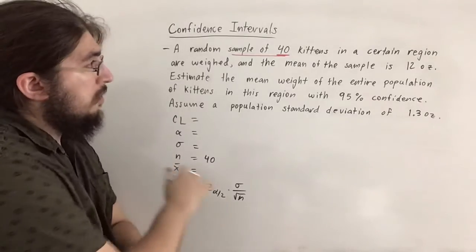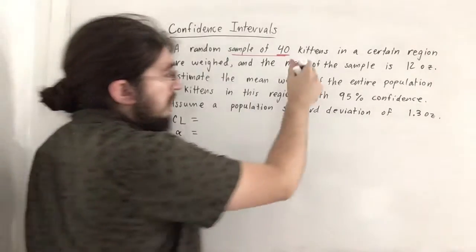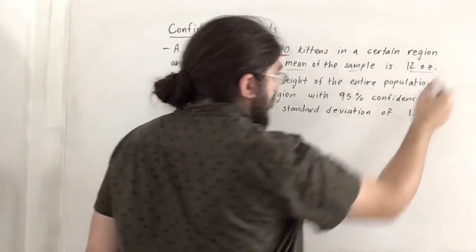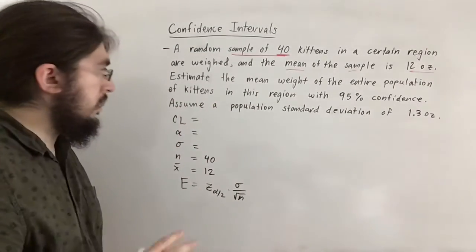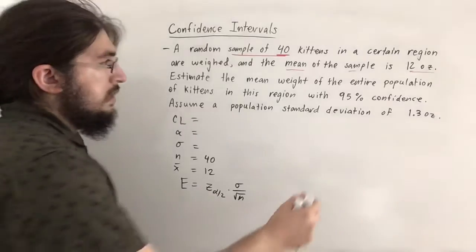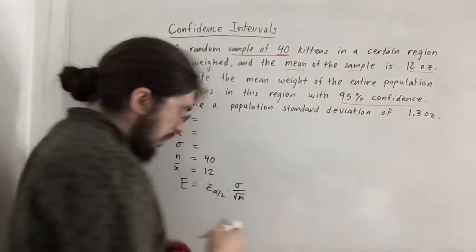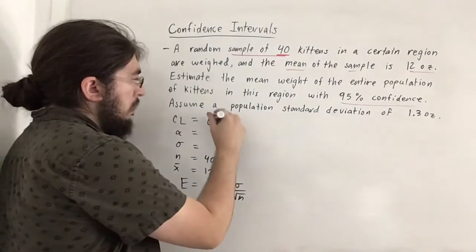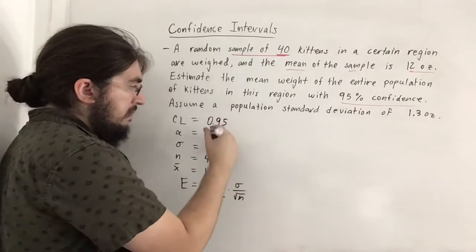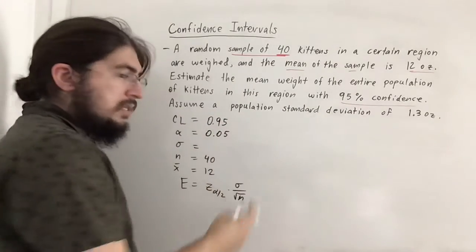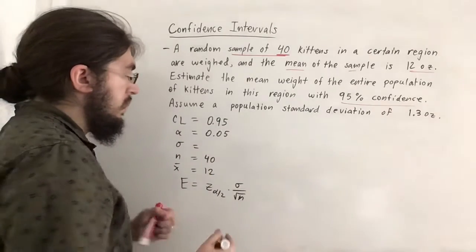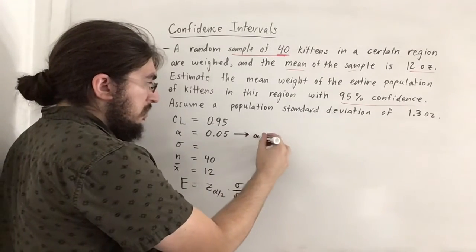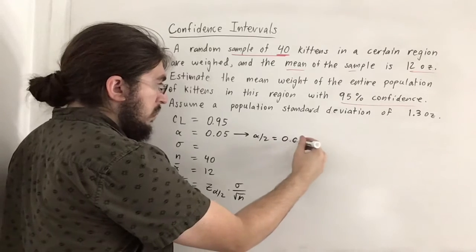So the sample size is 40, and the mean of the sample is 12 ounces, so our sample mean x bar is 12. It says to use 95% confidence, so our confidence level in decimal is 0.95. The complement of that is 0.05, because that's just 1 minus 0.95. And this implies that alpha over 2 is 0.025.